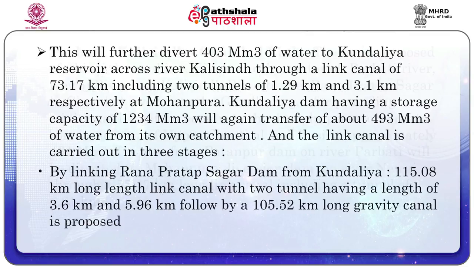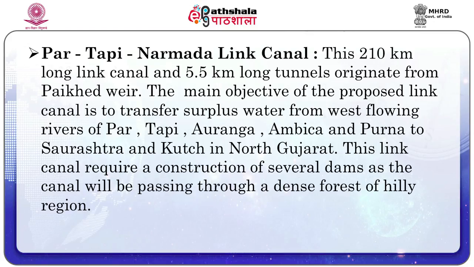This will further divert 403 cubic millimeters of water to Kundalia Reservoir across River Kalisindh through a link canal of 73.70 km, including two tunnels of 1.29 km and 3.1 km respectively at Mahanpura. Kundalia Dam, having a storage capacity of 1,234 cubic millimeters, will again transfer about 493 cubic millimeters of water from its own catchment. Par Tapi Narmada Link Canal.